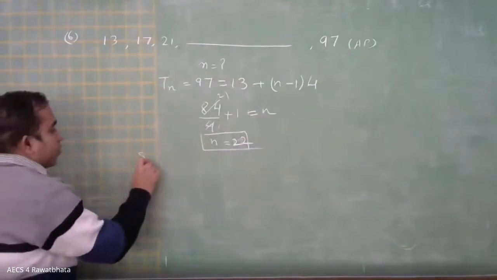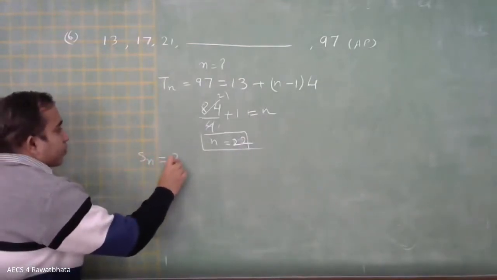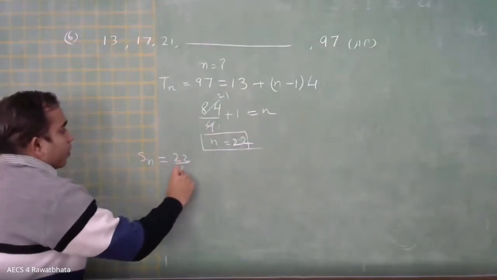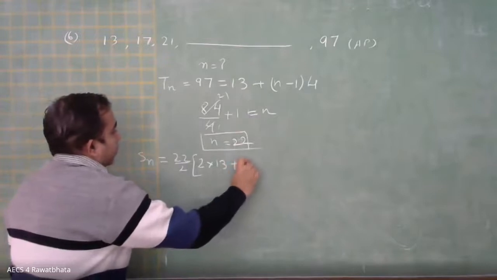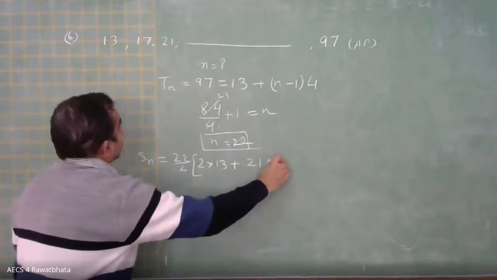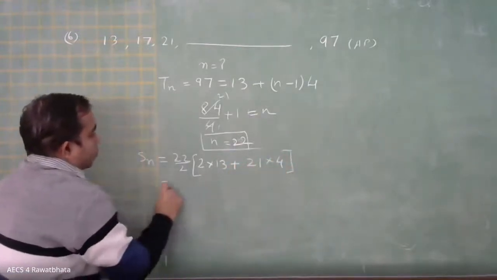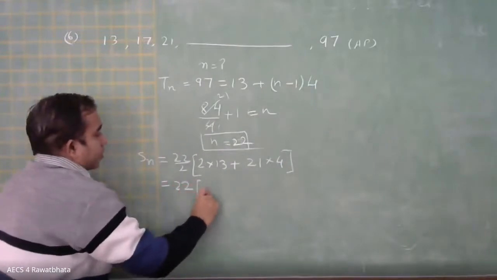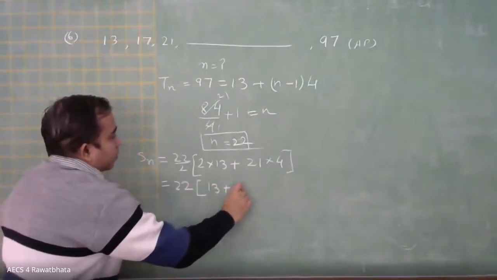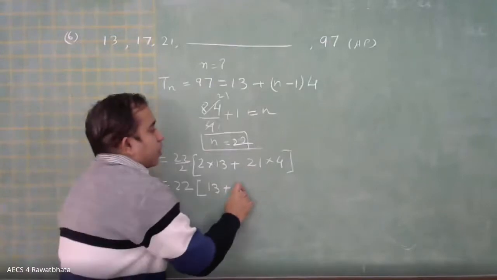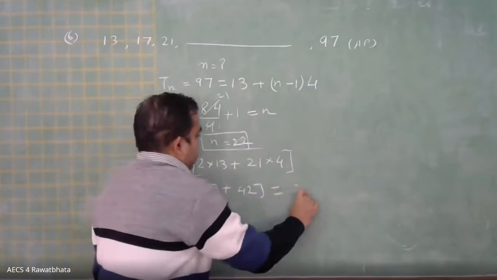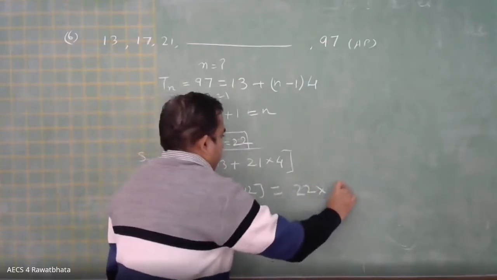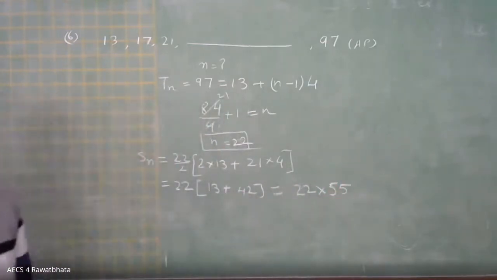Then Sn can be found easily. n by 2 into twice a plus n minus 1 into d. 2 common and cancelled. It's so simple. 84 by 2, 42. So 22 into 55. This can be calculated, and please find.